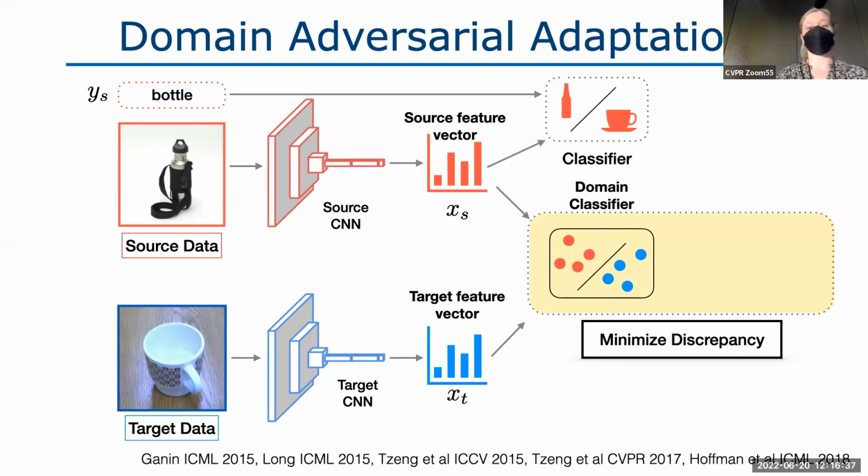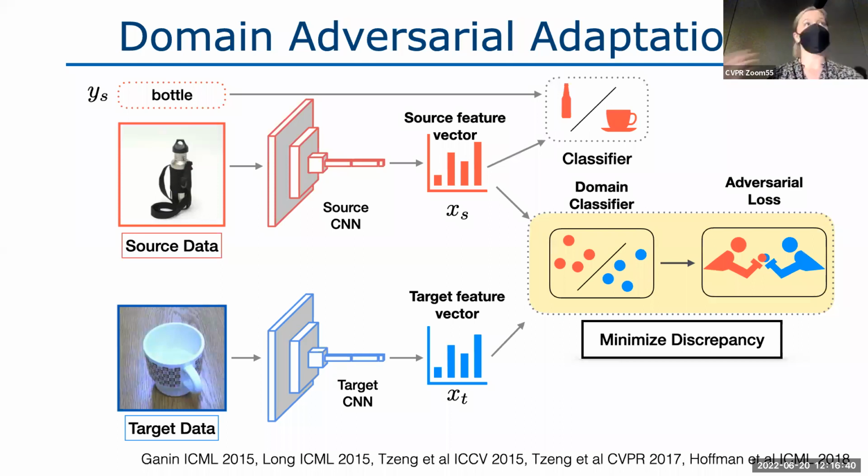So to update this in order to align the two, we're going to use an adversarial loss, which tries to confuse this domain classifier, thereby rendering the two domains indistinguishable.